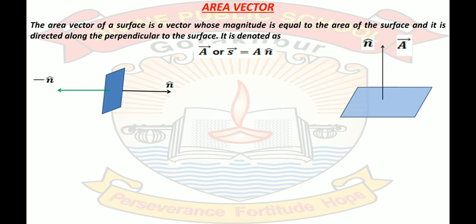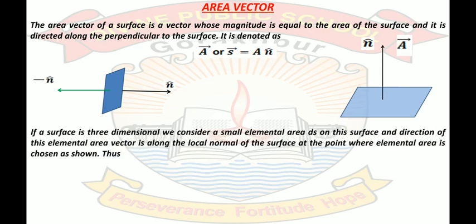Now suppose the surface is not plane, it is curved. Then what do we do? In that case, if the surface is three-dimensional, we consider an elementary area ds on the surface, and the direction of this elementary area vector is along the local normal. Local normal means the normal at that very elementary area of the surface where the elementary area is chosen, as shown. Okay, now with the help of a diagram let us understand this.